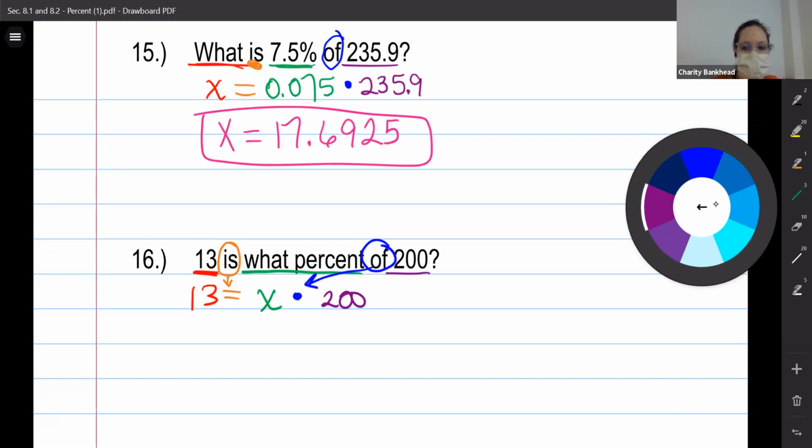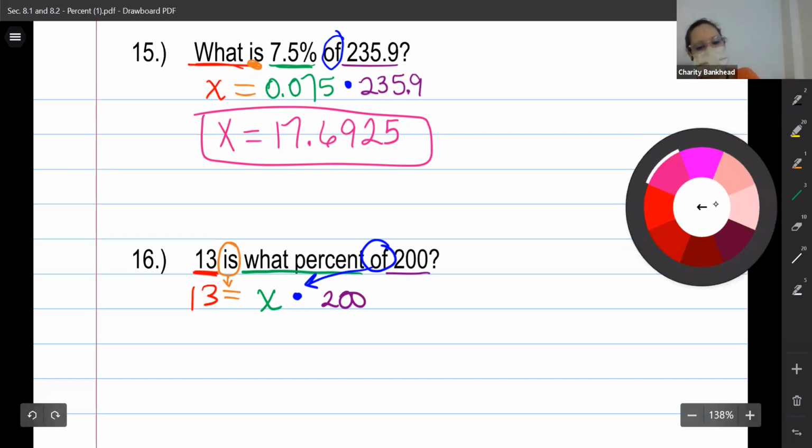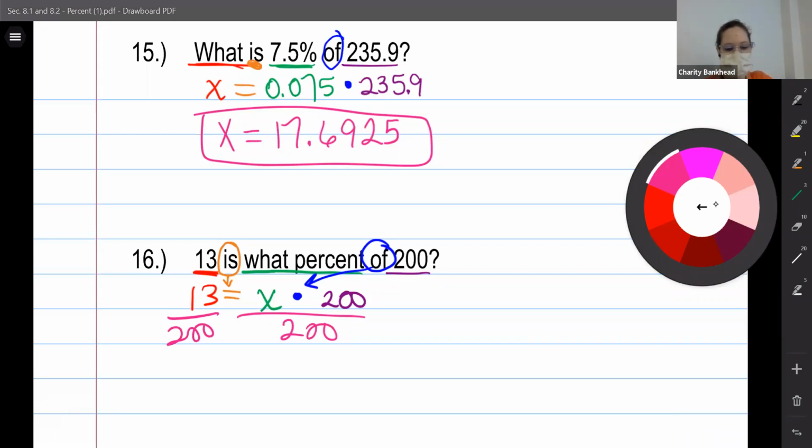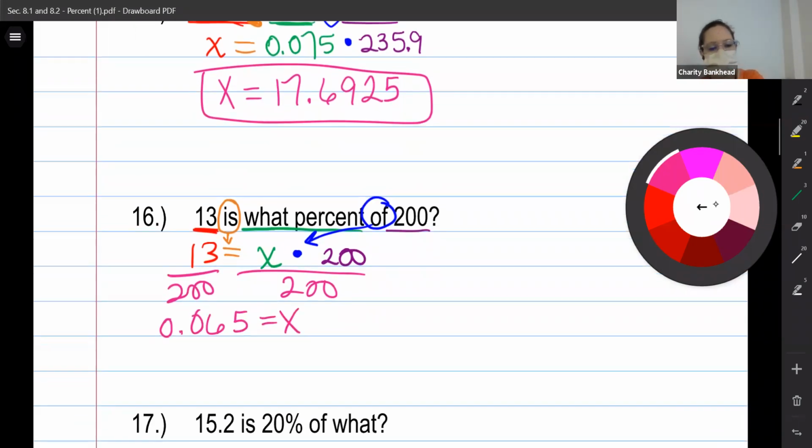To solve for x, we just need to divide both sides by 200. So 13 divided by 200 is 0.065. So 0.065 equals x. And that's a percent, so we want to change it to percent form. So that would be 6.5%.